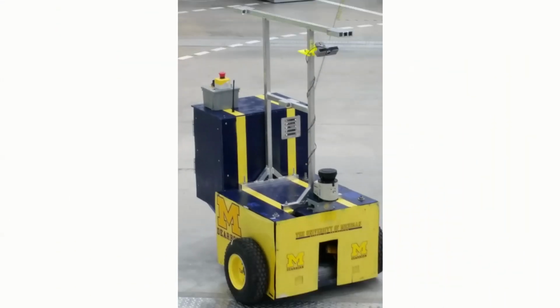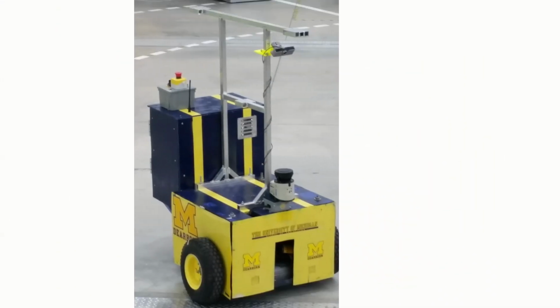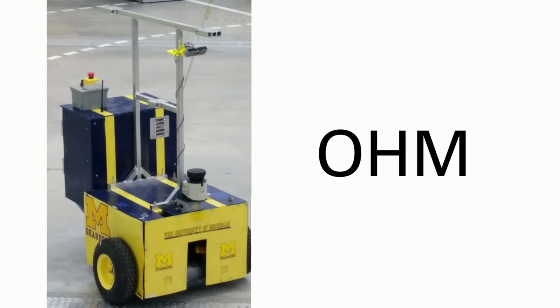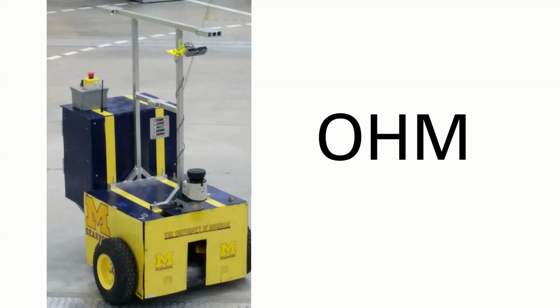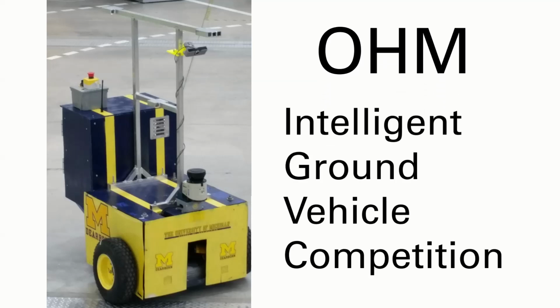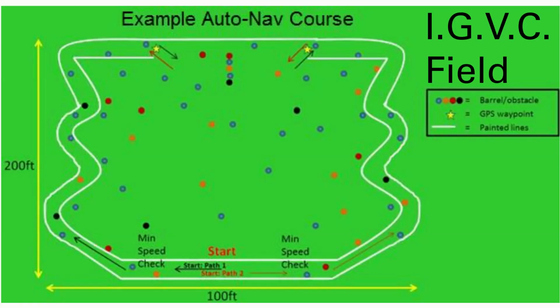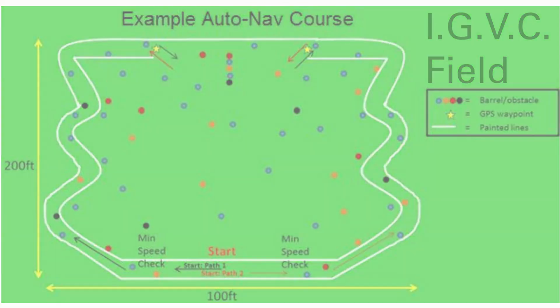For our project, we worked on the vision system for our robot OHM. OHM is an autonomous robot designed to compete in the annual Intelligent Ground Vehicle competition held at Oakland University. The challenge of this competition is to autonomously navigate a field while avoiding obstacles like construction barrels, staying between white lines, which act as lanes, and then reaching selected GPS waypoints as fast as possible.